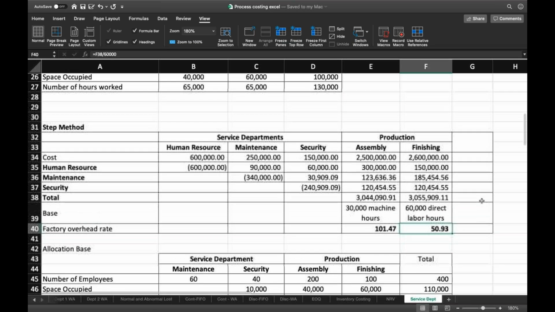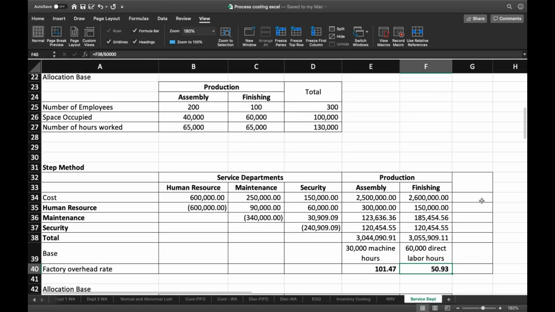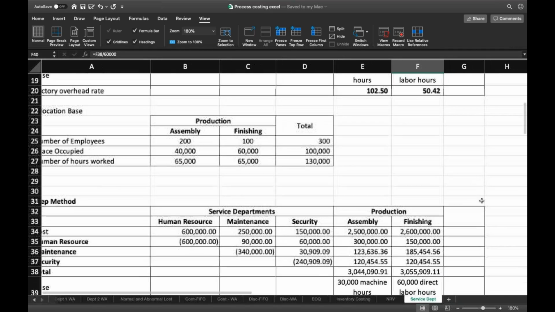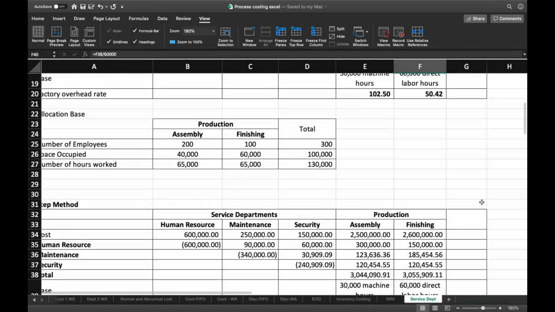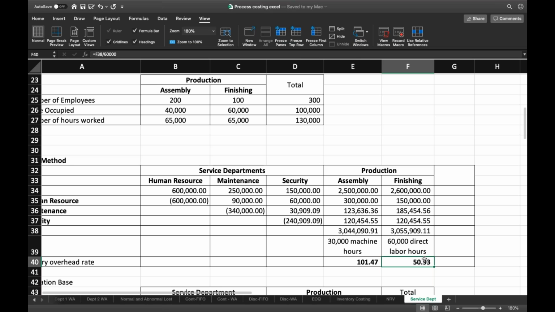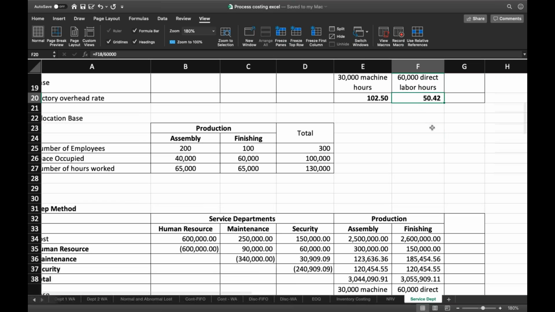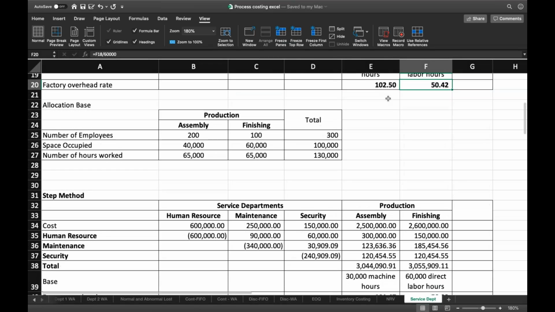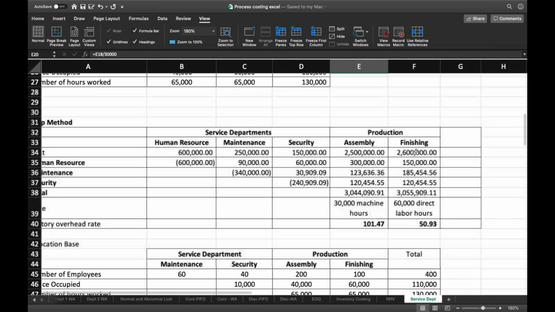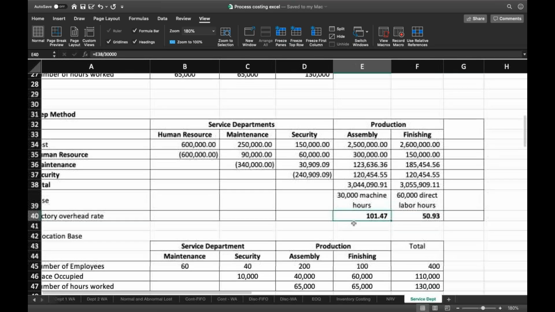Let's compare it to the direct method. Okay, so for finishing, we got 50.93 using the step method, 50.42 for the direct method. For assembly, 102.50 using the direct method and 101.47 using the step method.